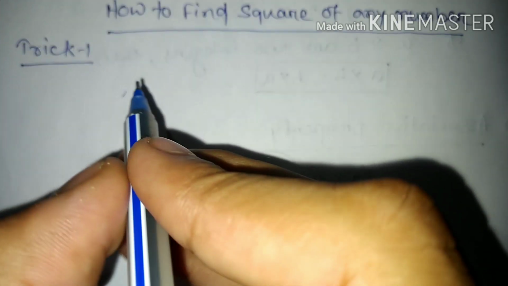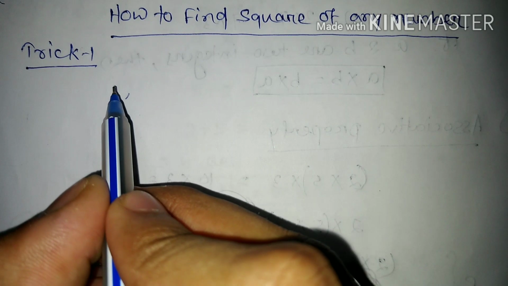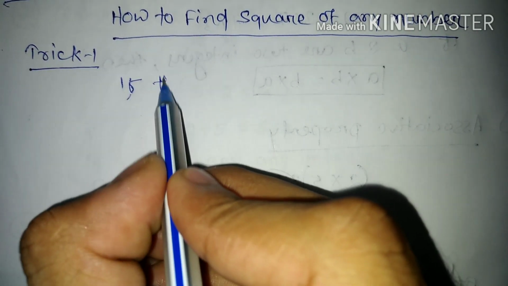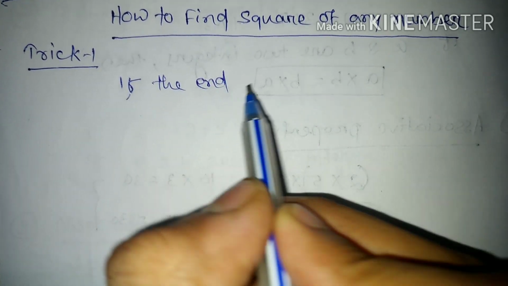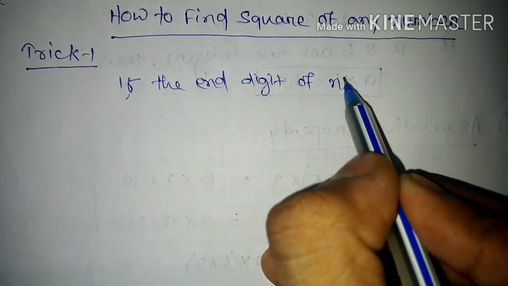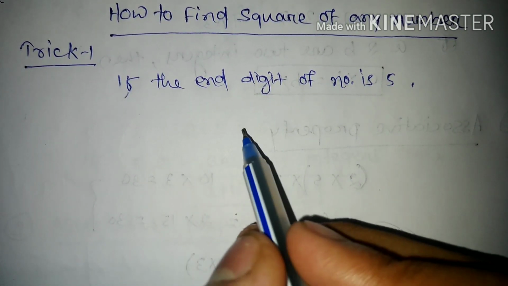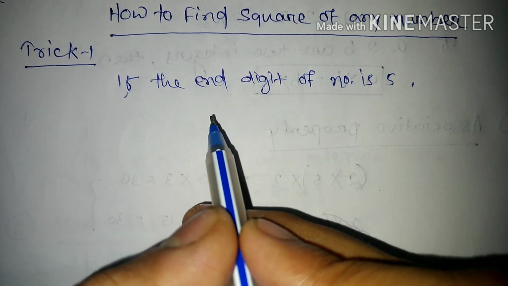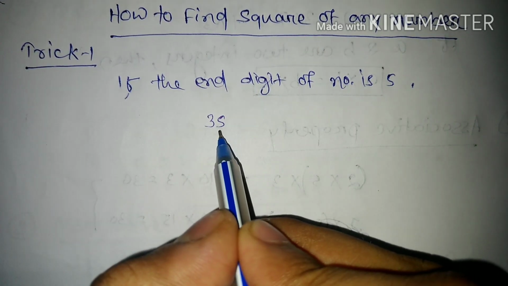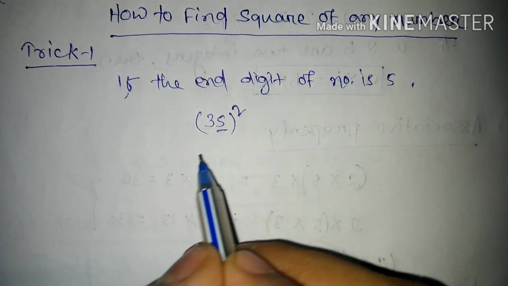The first trick is applied if the end digit of the number is 5. If the number is ending with 5, then how to find the square of that type of number? Let's take one number, 35. Here the ending digit is 5.